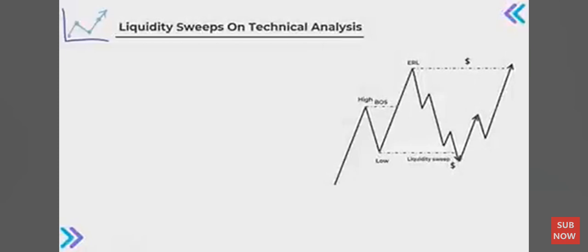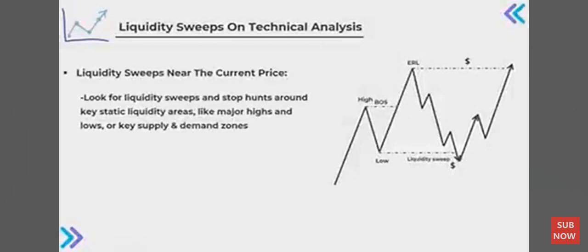The third topic on the list is liquidity sweeps. The next important step in determining daily bias is identifying recent liquidity sweeps near the current price. We should look for liquidity sweeps and stop hunts around key static liquidity areas, like major highs and lows, or key supply and demand zones.